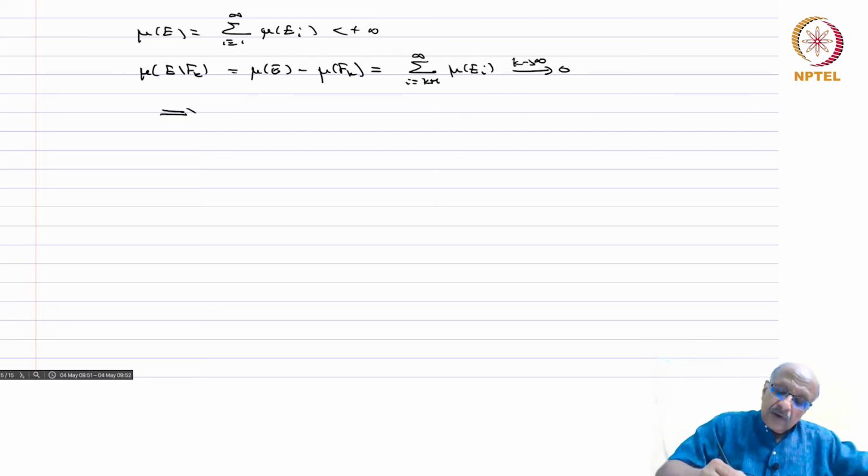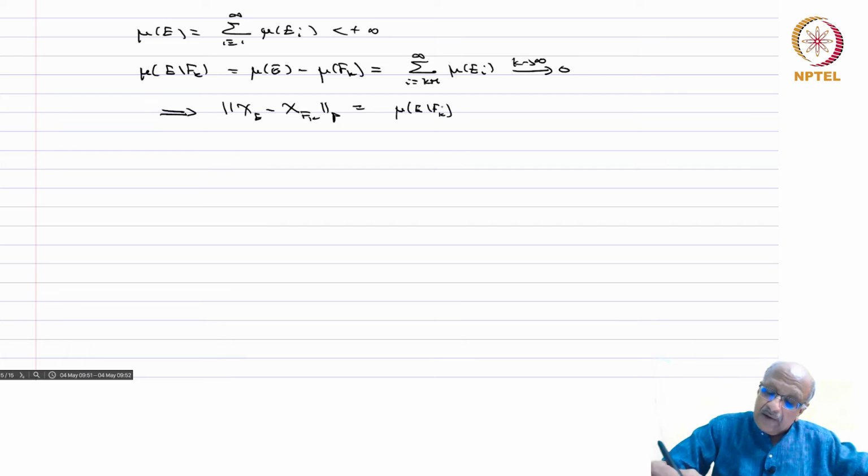Therefore this implies that the norm of chi E minus chi of Fk in Lp is nothing but mu of E minus Fk, because that's where it is 1, everywhere else it is 0, to the power 1 by p. Okay, and therefore this goes to 0. So chi of Fk converges to chi of E in Lp mu.